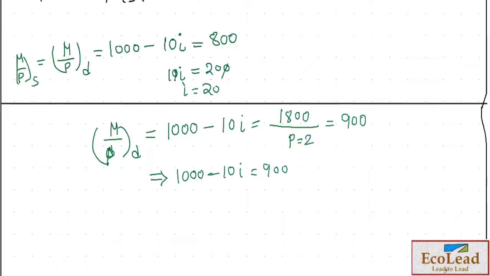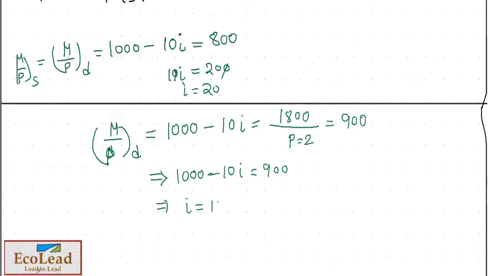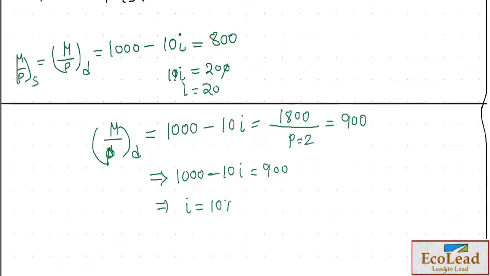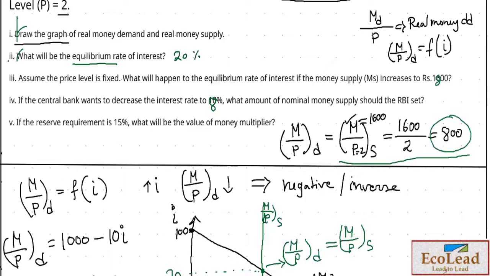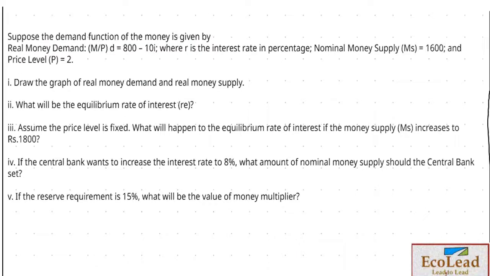If we solve it for i, the interest rate will be 10%. So what will be the equilibrium interest rate? The answer will be 10%. Now let us solve the fourth question.